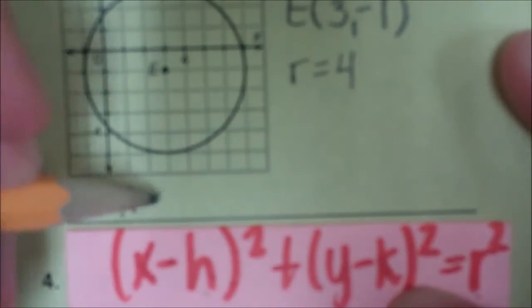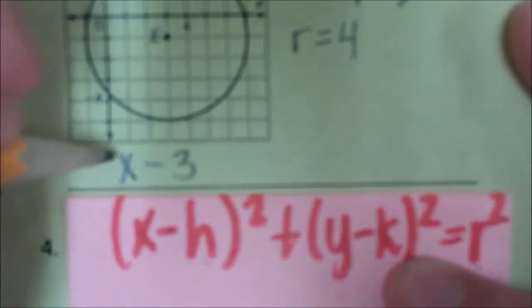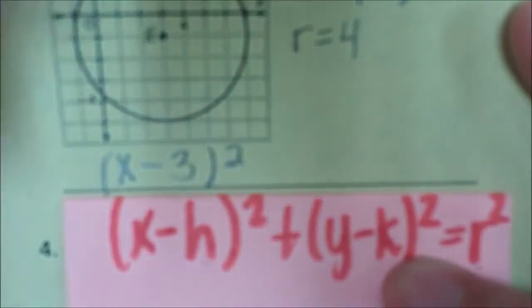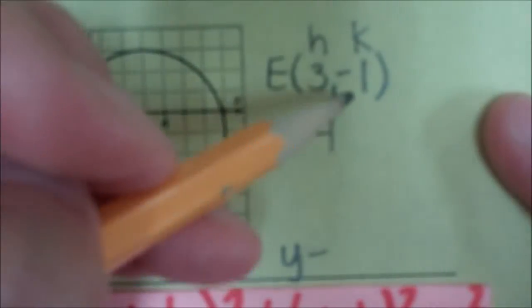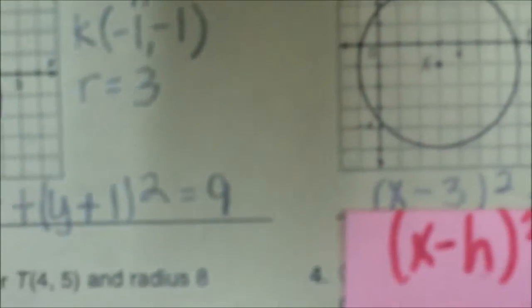Then I'm going to put it into the equation. x minus my h coordinate, which is 3, squared, plus y minus my k coordinate, in this case is -1, so I need to make that a +1, squared, equals the radius squared. And the radius here is 4, so if I square 4, 4 times 4, 16. Okay, so these two problems are similar.